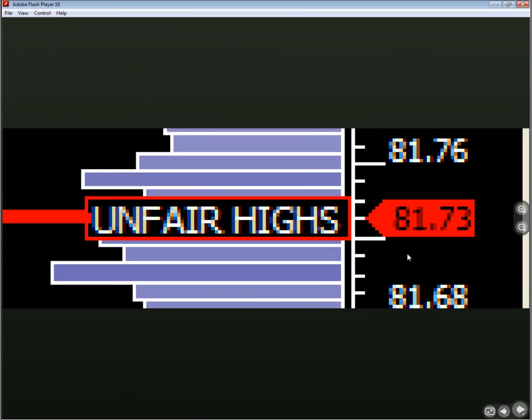So what I usually do is look at my price pane, and I'll actually have a look. For example, there's the unfair highs. I know it's a little bit blurry, but we'll just say, okay, 81.73s. Make a mental note, stick that in your head. Keep that. Take a snapshot of that price. See that price in your mind's eye.